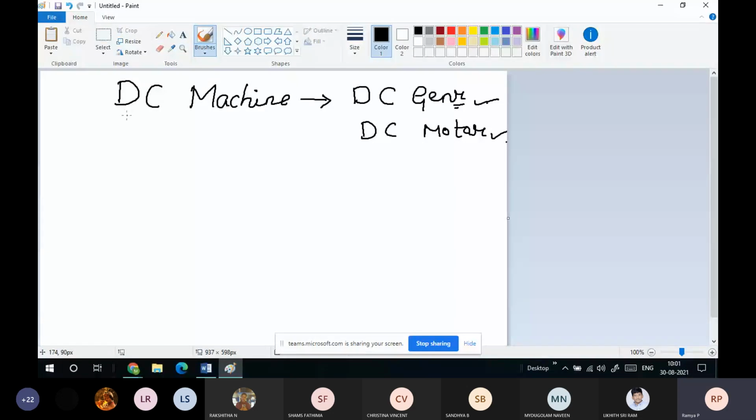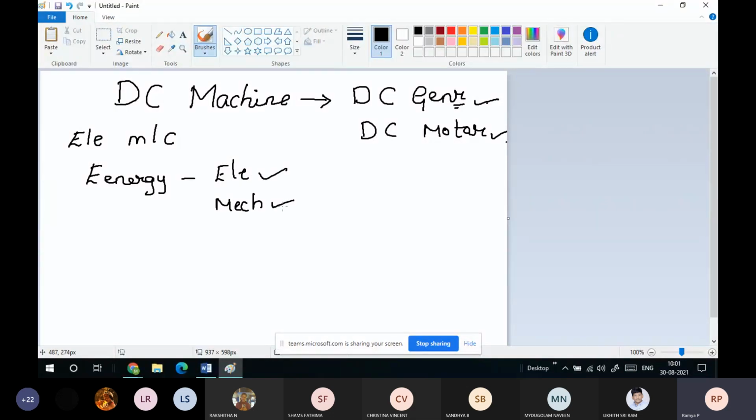As we all know, if we take any electrical machine, this generally deals with energy transfer. The machine, either a generator or a motor, generally deals with a transfer of energy. The energy which you are transferring can be electrical energy or it may be mechanical energy.